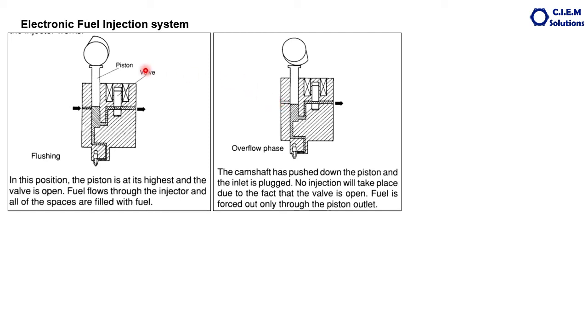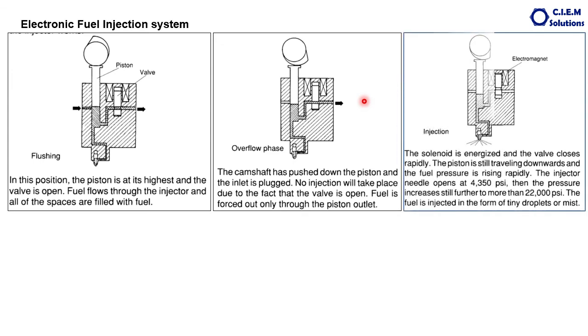What happened here? The cam is rotated clockwise, a little bit up to here. When it is rotated from this axis, the piston is pushed downwards. When the piston is moved downward, the inlet passage is closed, but the exhaust passage is not closed because the solenoid is not energized. So the pressure is created. Any overflow goes through here, and this is the overflow phase, and the cam is rotated further.